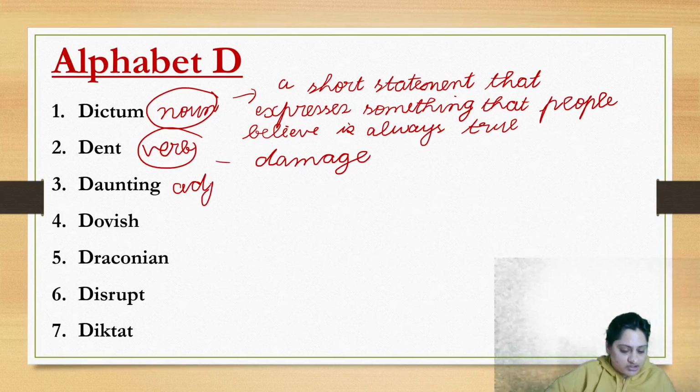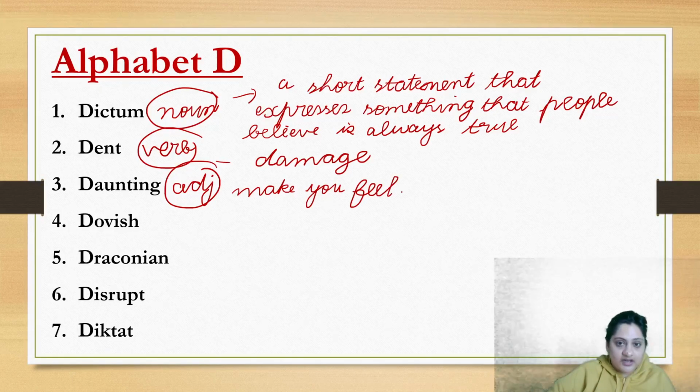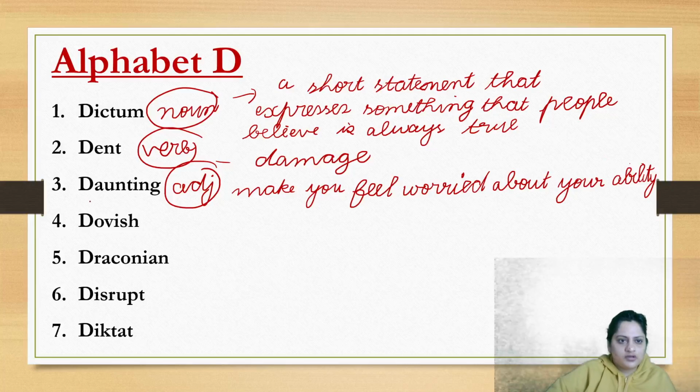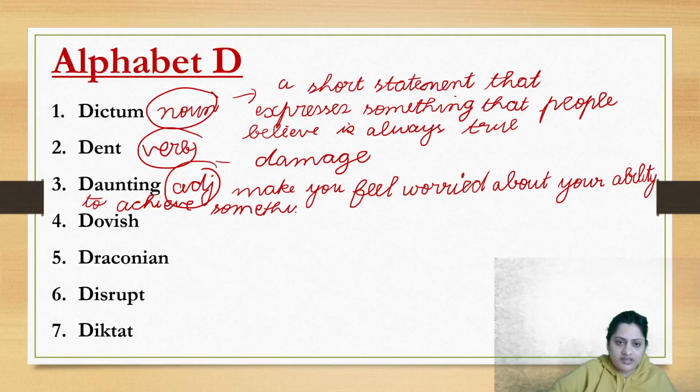Daunting is used as an adjective. Something which will make you feel worried, frightened about your ability to achieve something. So we actually use it like this also. We say a daunting task. It looks like a daunting task. Daunting means a tough one, something which is intimidating, something which is causing fear and worry. How will I complete it? It is such a tough task.